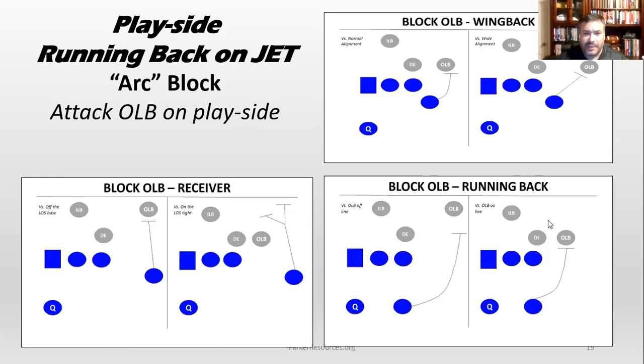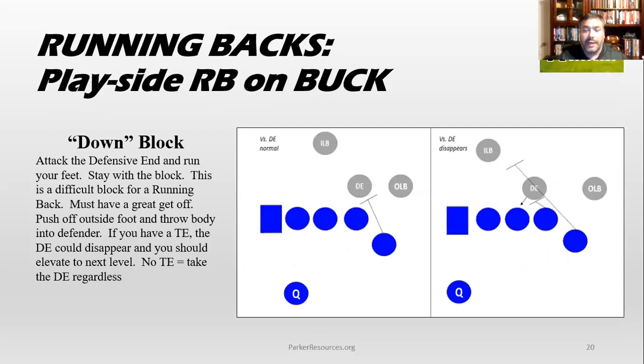Does anybody have a question about any of that before I go to the next thing? Okay. Now on Buck, same thing. We're running Buck right, and it's the right wingback. They've got to block the defensive end if there's no tight end. That's the easy one. They block down, but they've got to block the D end if there's no tight end.